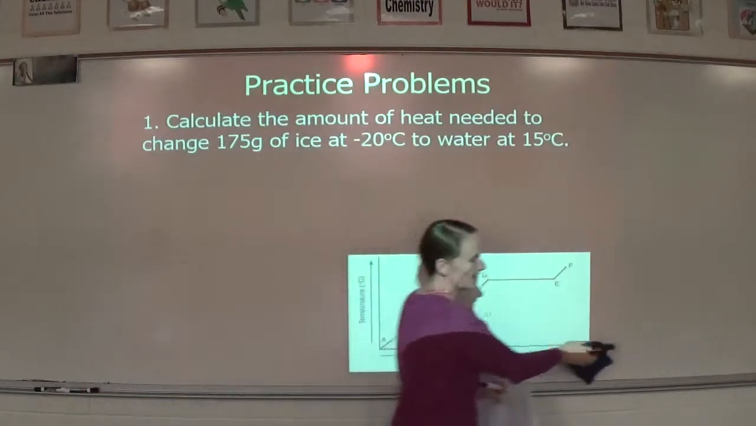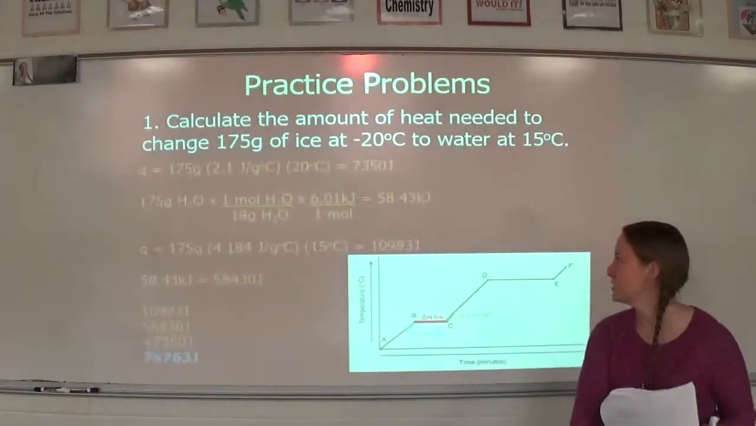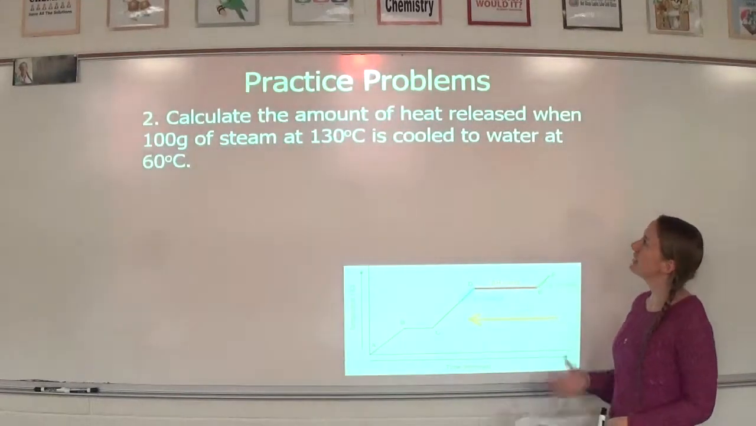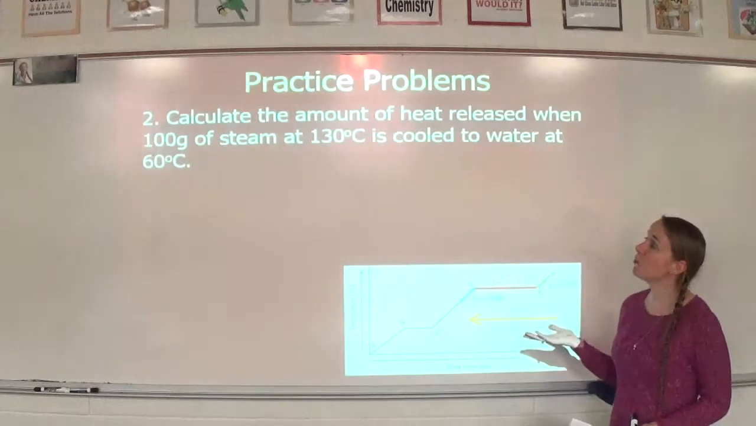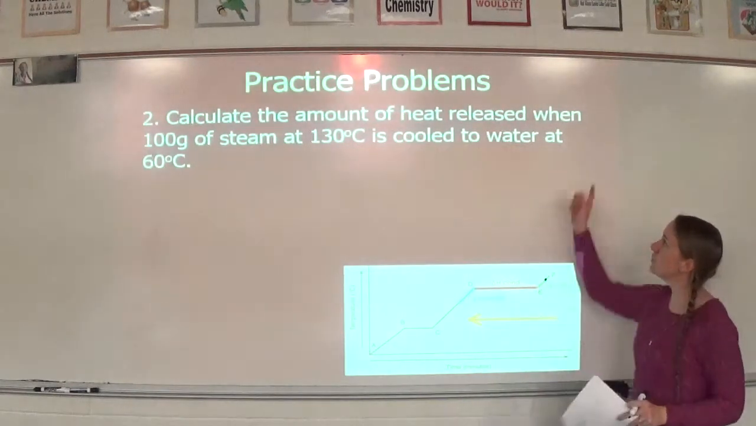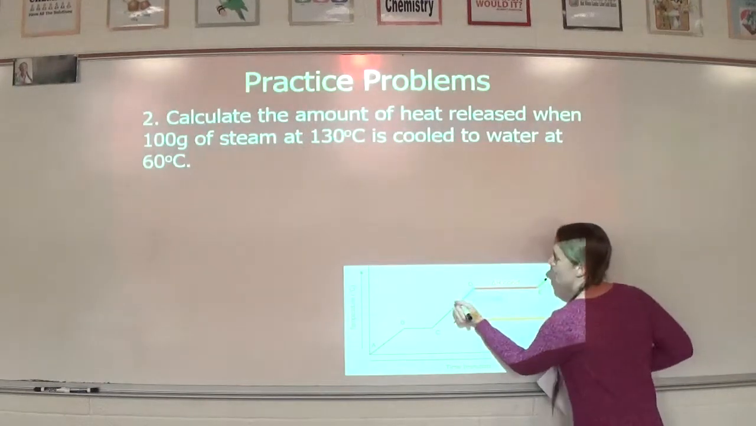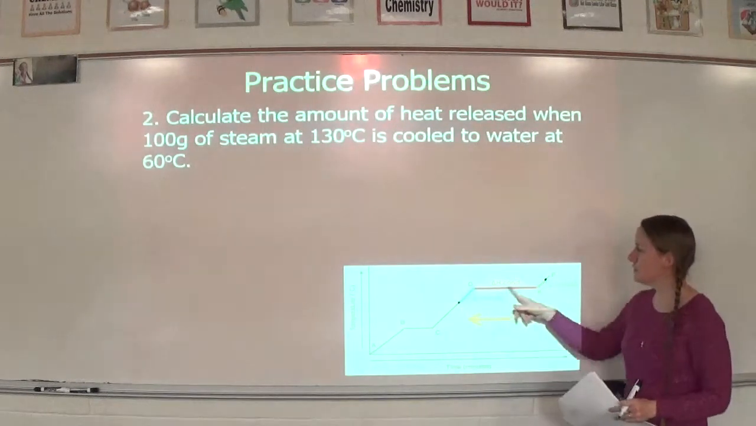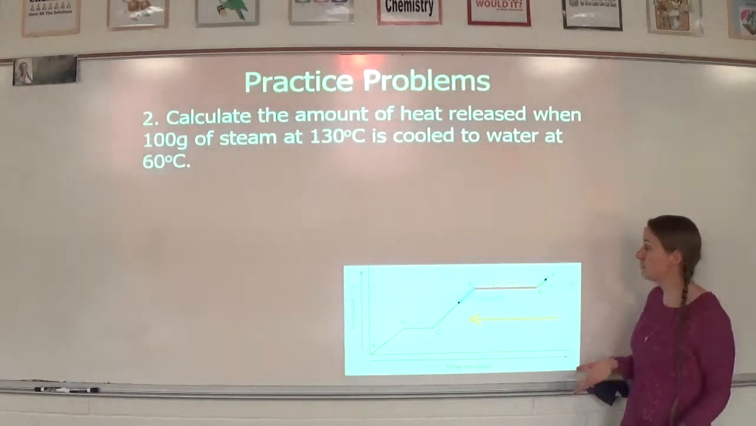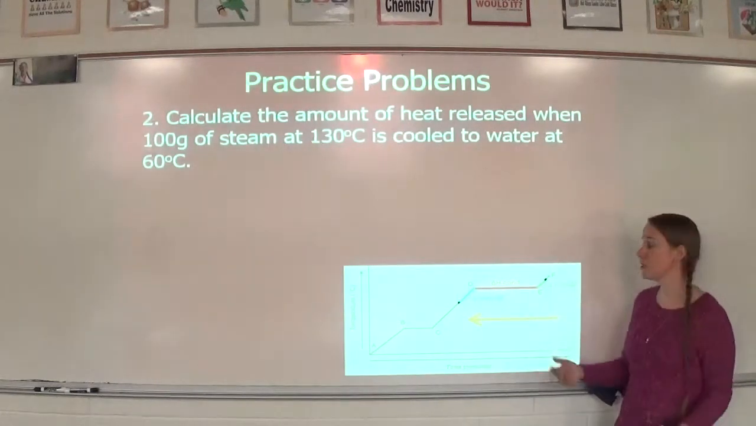All right, so I think there's only one more of these, thank goodness, because I'm sure this video is getting very long. It feels very long. All right, so it says calculate the amount of heat released when 100 grams of steam at 130 is cooled to water at 60. So in other words, again, 1, 2, 3 steps. If you'd like to try this one, pause the video and try it, but if you would rather just watch, then just watch your way through this one.